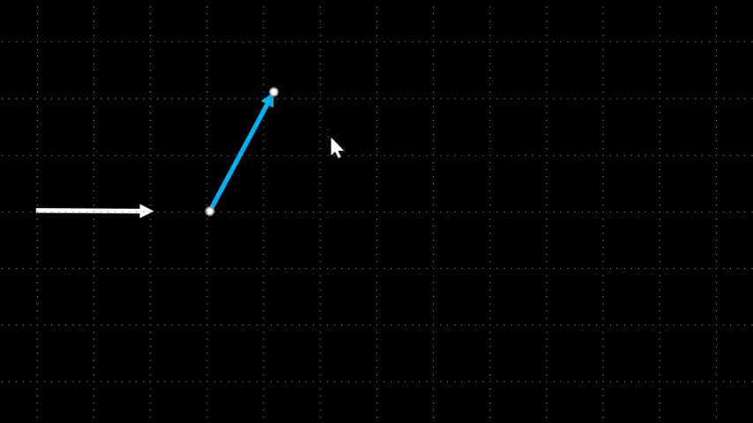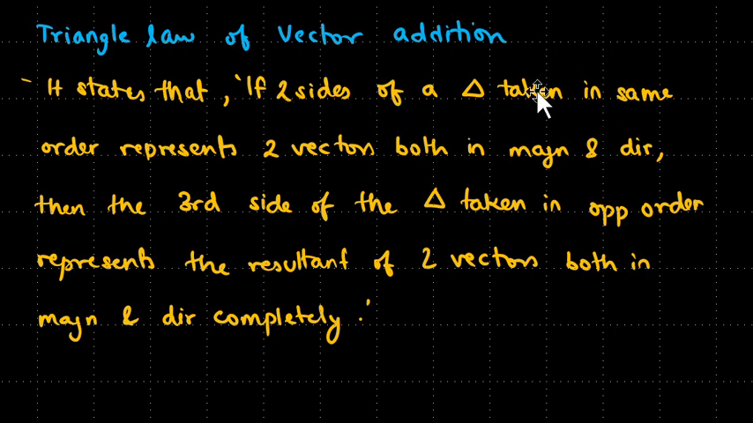If we have these two vectors, then triangle law basically states that if two sides of a triangle taken in same order represent two vectors both in magnitude and direction, then the third side of a triangle taken in opposite order represents the resultant of the two vectors both in magnitude and direction completely. So we got the two sides of a triangle. So let's make it so that it actually looks like two sides of a triangle. So let's make this thing and let's make another.